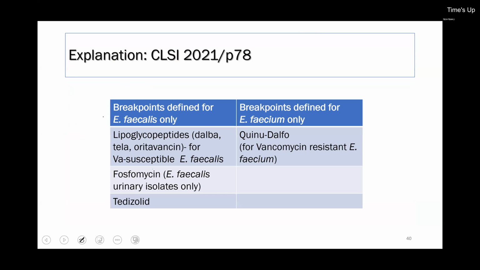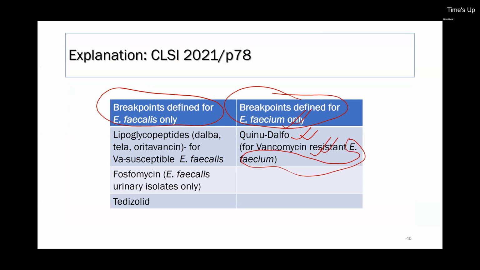So there are breakpoints which are only for faecalis, and then there are breakpoints which are only for faecium. As far as faecium is concerned, quinupristin-dalfopristin has breakpoints only for Enterococcus faecium, that too for vancomycin resistant strains. On the other hand, lipoglycopeptides like dalbavancin, telavancin, and oritavancin have Enterococcus faecalis breakpoints. Fosfomycin has a faecalis breakpoint for urine isolates, as does tedizolid.